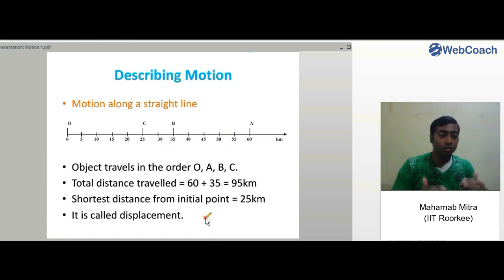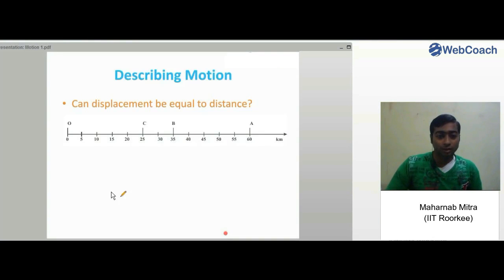Now just remember this, we will talk about it once more. The distance covered is the entire path covered by the object, but the displacement is the shortest distance between the initial and the final point.